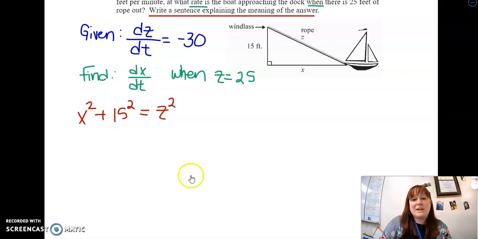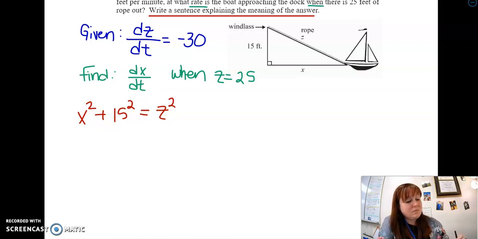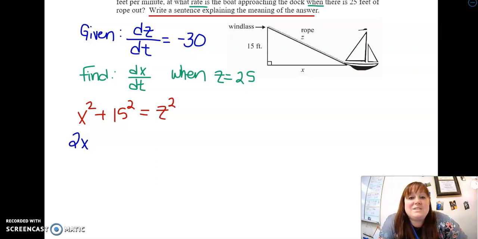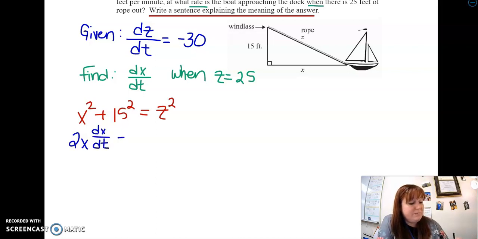Okay, so I think we're ready to differentiate. So let's go ahead and differentiate. So we're going to have 2x squared. Now remember, this is not 2x, it's 2x times dx/dt. Remember that x is a function of t, not a function of x. We're looking at the derivative with respect to t. So x has to be implicitly differentiated as well. So this is the rate of change of x with respect to t, plus 15 squared.